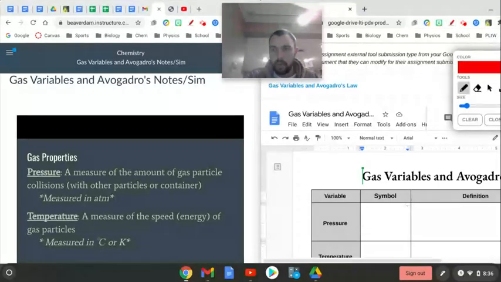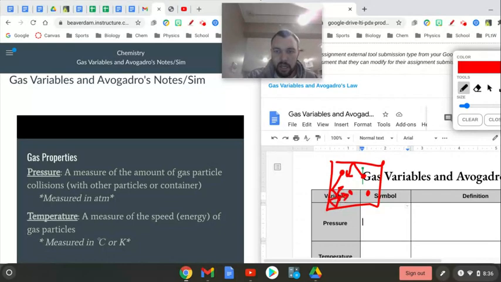So let me just draw a quick picture here. If I have a box and I have these gas particles in there, they're going to be moving around. Remember when we talked about solids, liquids and gases, these particles are moving around and they're going to bounce sometimes into each other and into the sides of the container. And the more that they do that, the higher the pressure inside the container. And if the pressure inside the container grows to be a really high number, depending on how strong the container is, you can actually get a container to explode.